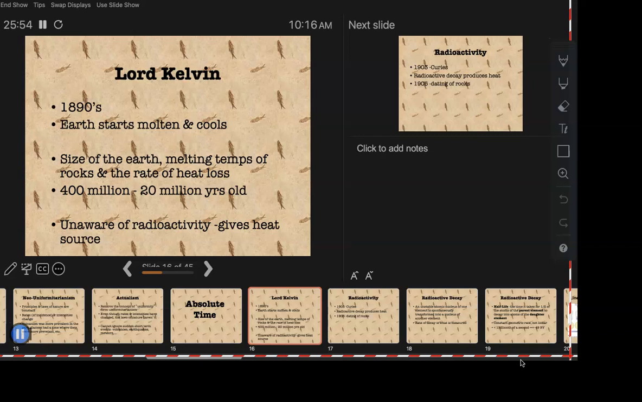One thing he didn't know anything about was radioactivity. And the idea that radioactivity going on inside of the Earth is actually giving off heat, which slows down this cooling process significantly. So he did real math, real numbers, real rocks. And yeah, he got a big fudge factor there.